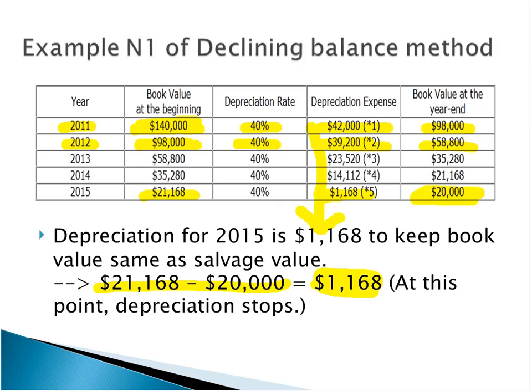Some of you asked me how we could find the 1,000. This is based on the formula that we have used for the first 2-3 years: 21,168 multiplied by 40%. Then you will get your depreciation expense. Just try to use your calculator. Anyone who wants to make a calculation can find the amounts.